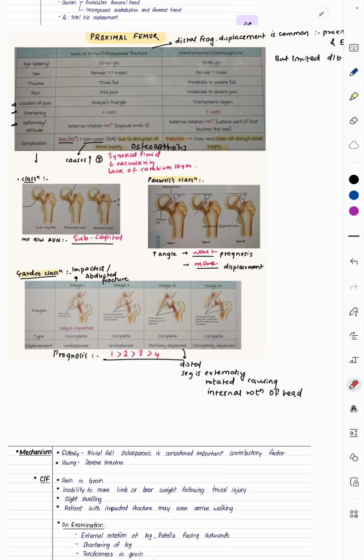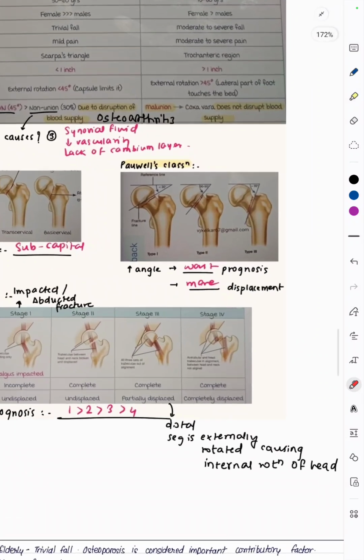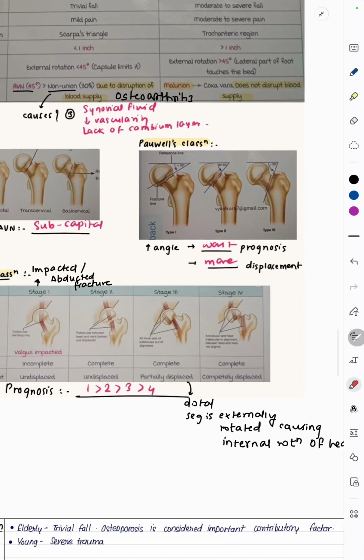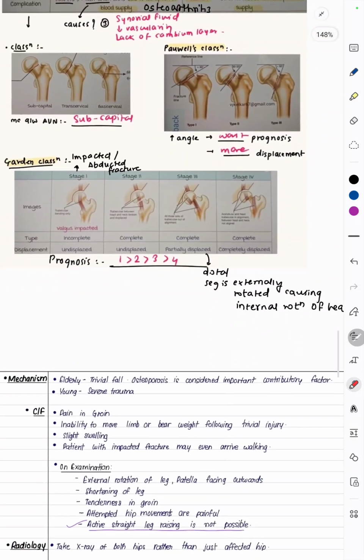So the classification. The first is the anatomical classification. In the anatomical classification, subcapital, transcervical, and basicervical are the three types. Out of which the subcapital type is most commonly associated with avascular necrosis. On the basis of Pauwels' angle, it is classified 1 to 3. Pauwels 1 is less than 30 degrees, 30 to 50 degrees is called Pauwels 2, and 50 to 70 degrees is called Pauwels 3. The greater the angle, the worse the prognosis.